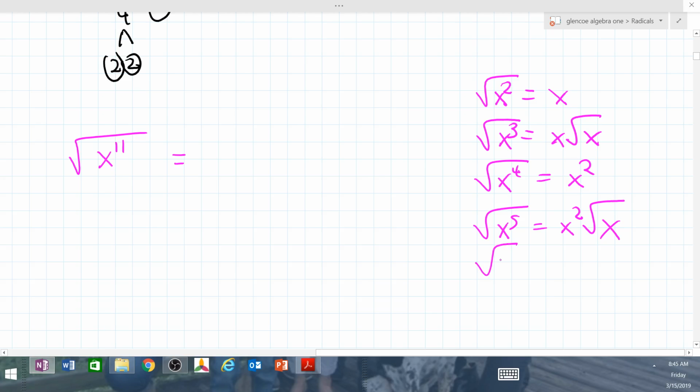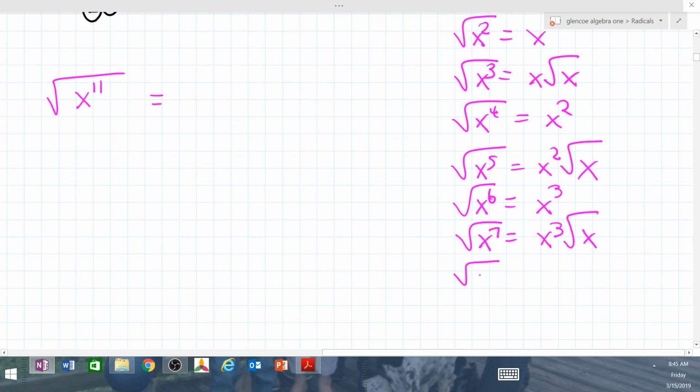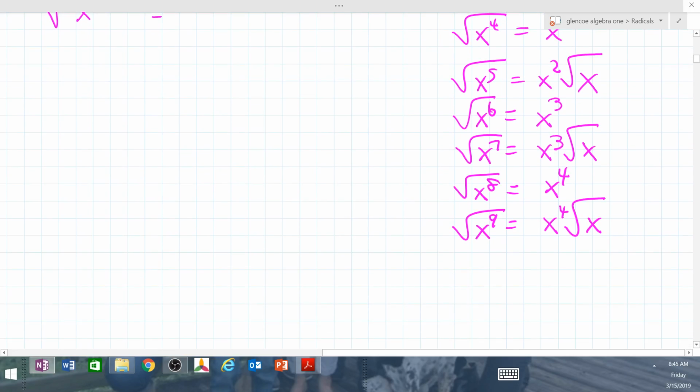So the square root of x to the 6th would be what, guys? X cubed. The square root of x to the 7th would be what? X to the 3rd radical x. The square root of x to the 8th would be x to the 4th. The square root of x to the 9th would be x to the 4th radical x. And the square root of x to the 10th would be x to the 5th.